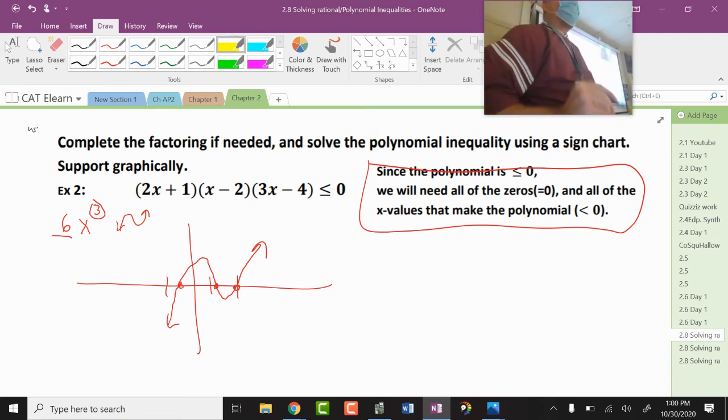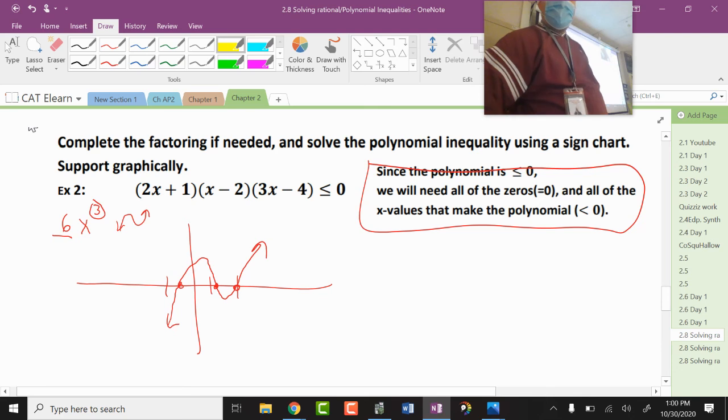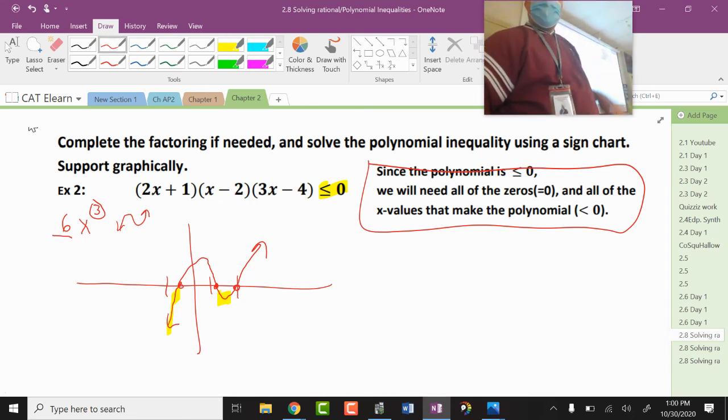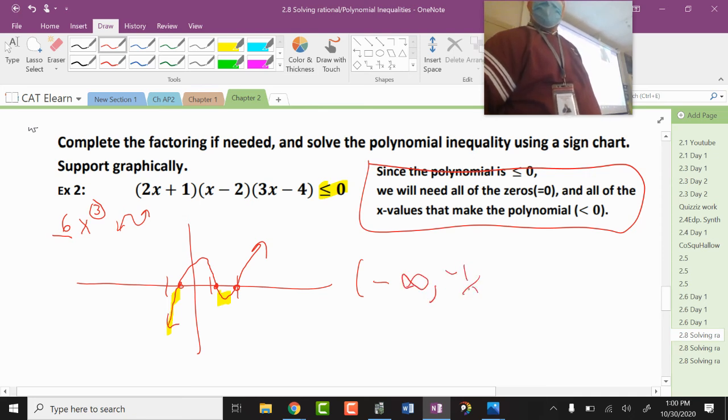So where am I looking, above or below? So there. Oh, below. Outputs that are less than 0 or equal to. Okay, go. What's the solution set? And then what do I put for that? Nice.